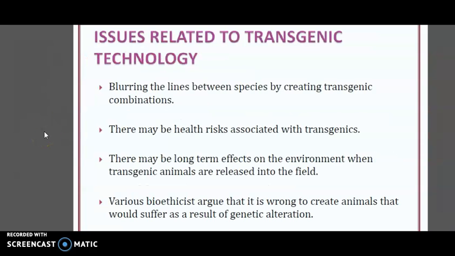And in case of transgenic animals, it's like blurring the lines between the species by creating transgenic combinations. There may be health risks associated with transgenics, and there may be long-term effects on the environment when transgenic animals are released into the field. And various bioethicists argue that it is wrong to create animals that would suffer as a result of genetic alteration.